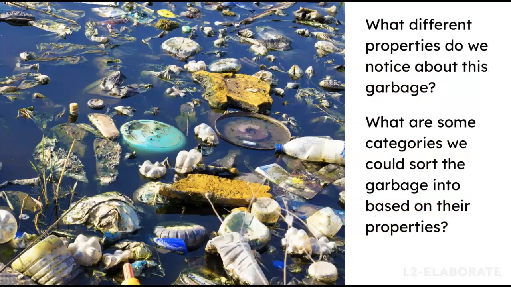In the elaborate portion of this lesson, you will project the polluted part of the Mississippi River. You will review the chart made in the engage portion of this lesson with the list of items students noticed in this image. You will ask students what different properties they notice about the garbage and for some categories they could sort the garbage into based on their properties, such as color, size, and shape.